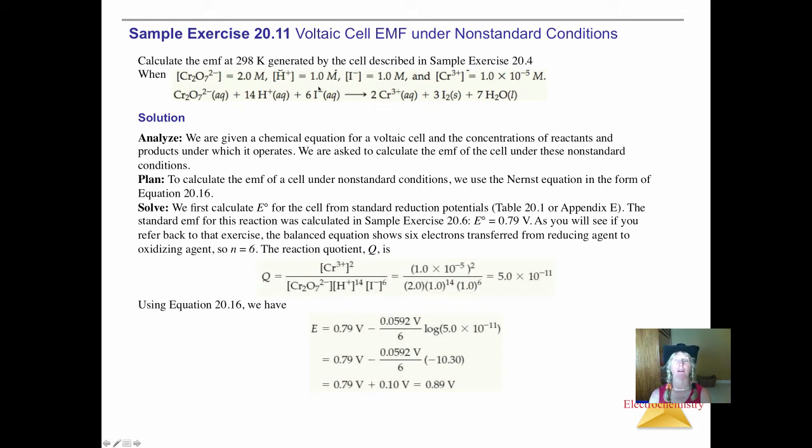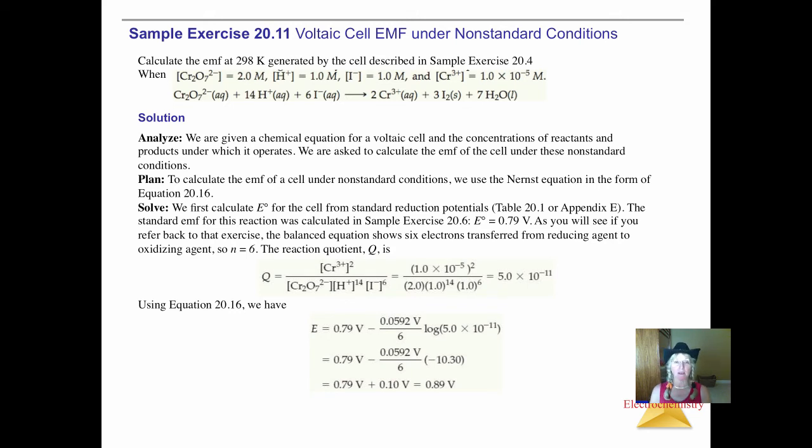I don't care, it's the number 1, so I can raise it as many times as I want. And finally, the iodide concentration, which again is 1 molar, and we're going to raise that to the 6th power. So you can see that this Q cleans up pretty quickly. It's 1 times 10 to the minus 5 squared divided by 2, and we get a reaction quotient of 5 times 10 to the minus 11.